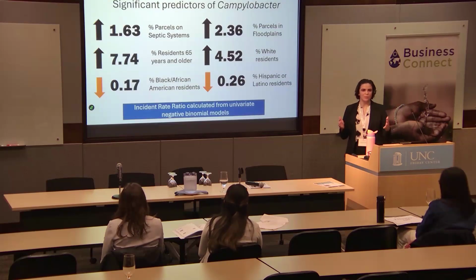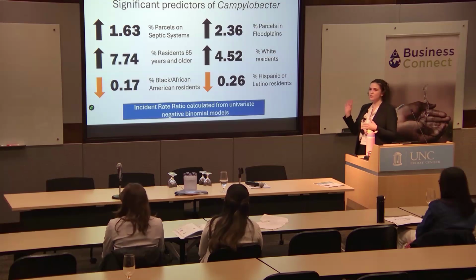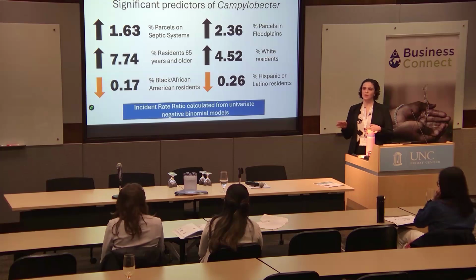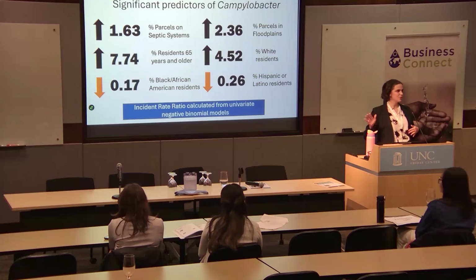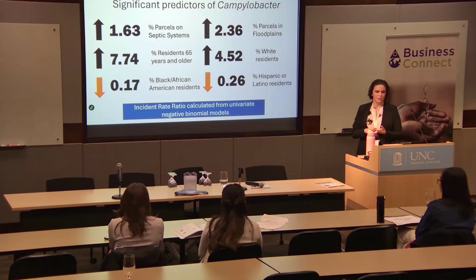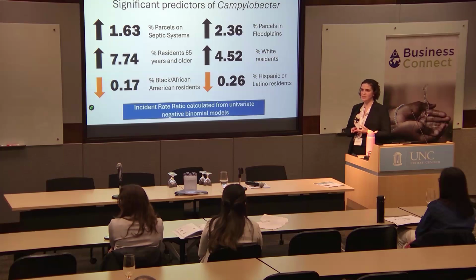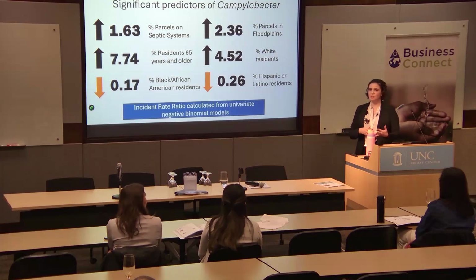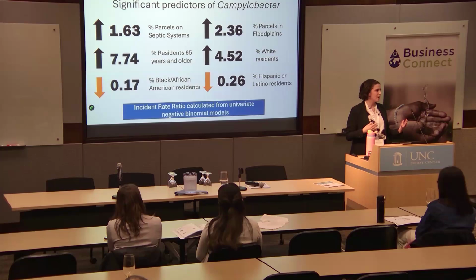I then ran the same models again, but this time I'm focusing on Campylobacter incidence. So I ran the univariate negative binomial models for each of the predictors of interest. And again, I found that the same 4 predictors were significant. So this is percent of parcels on septic systems, percent parcels in floodplains, percent residents 65 years and older, and percent white residents. So just like the first time, this is showing that in zip codes with an increased percentage of these 4 predictors, there's an increased risk of Campylobacter incidence.